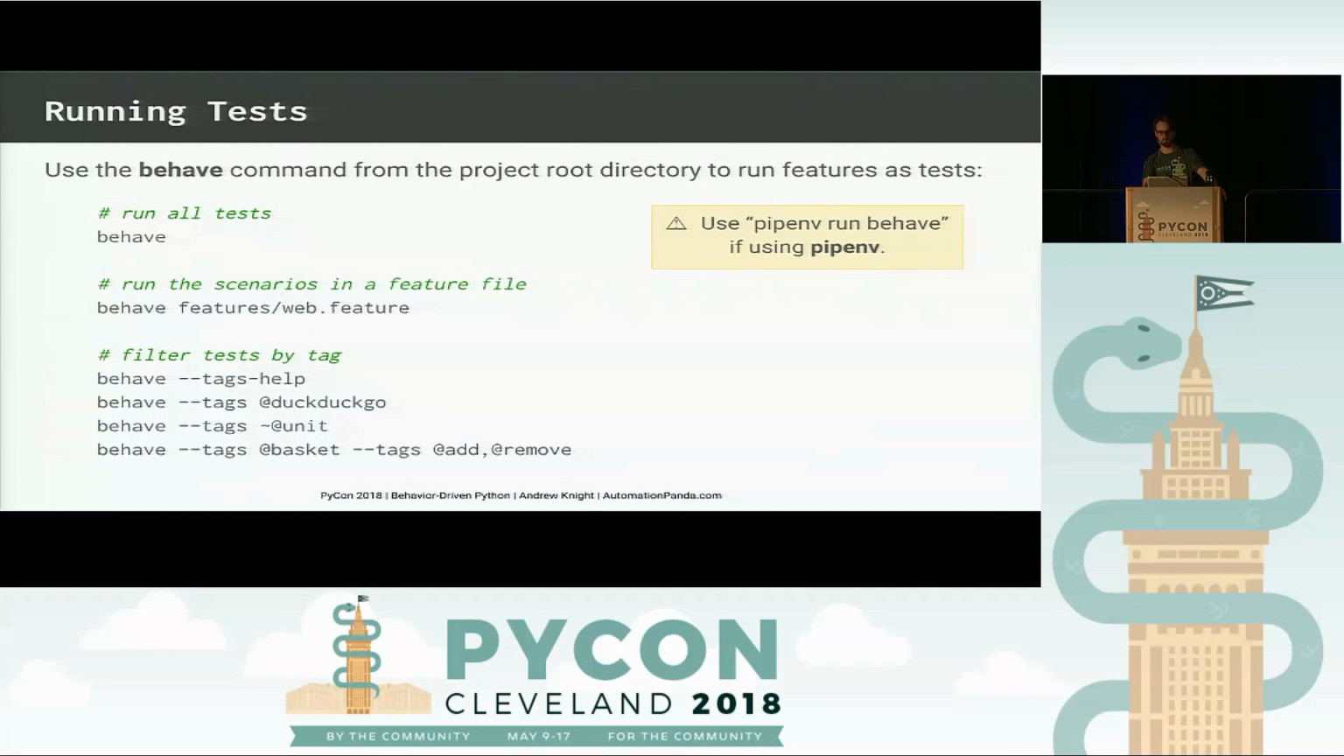So running tests is very simple, just use the behave command. If you just use behave, it'll discover all tests in your project and run them. You can also run them specifically by feature file, and you can also filter by tagging. Here are some different options. Full Boolean logic is supported. If you need help, tags help.